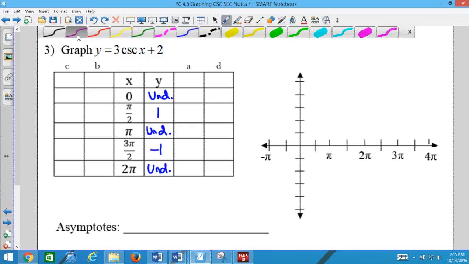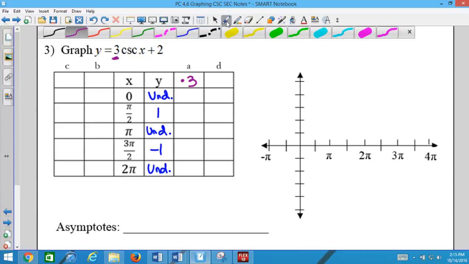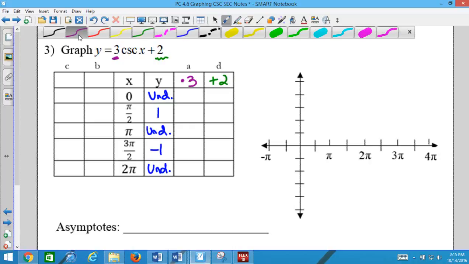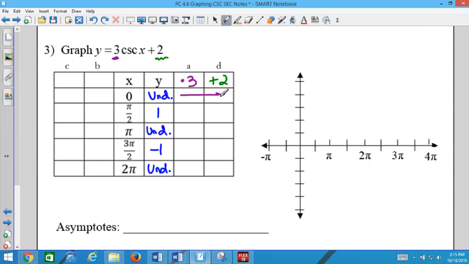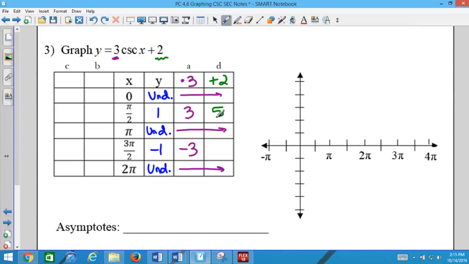Looks like we have an A value of 3, so that's multiplying. And then we have a D value of 2, and that'll be adding. So if I take undefined and multiply it by anything, nothing's going to change. The undefined is still going to be undefined. Undefined, still undefined. So 3 plus 2 is 5, negative 3 plus 2 is negative 1.